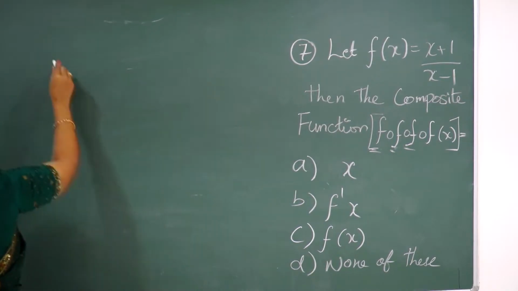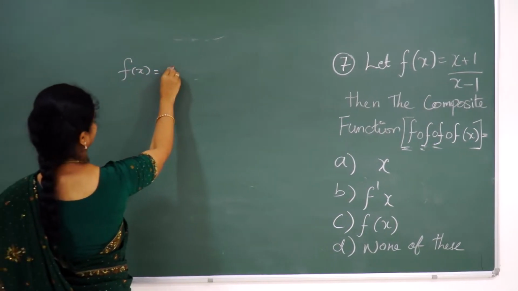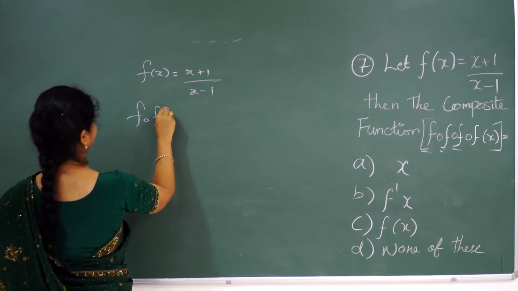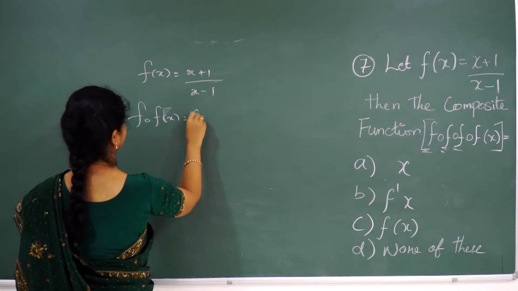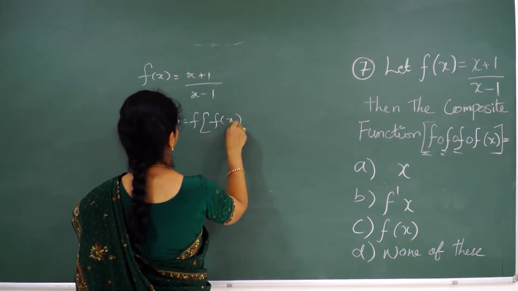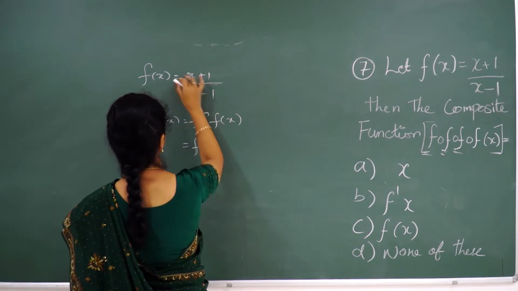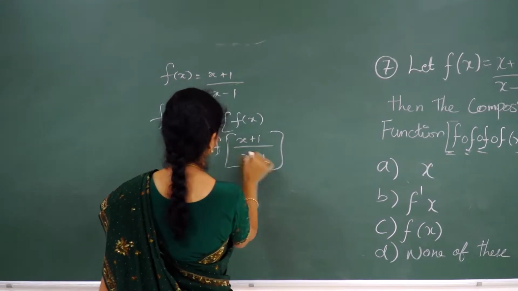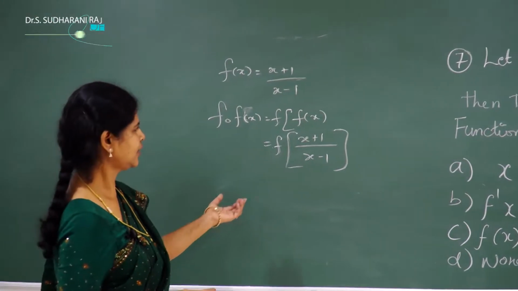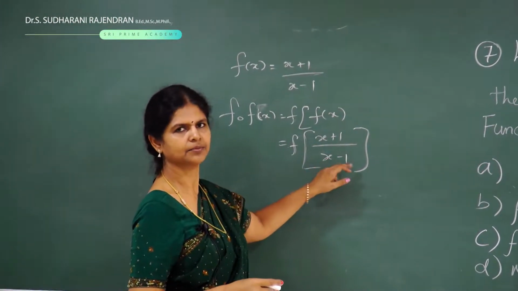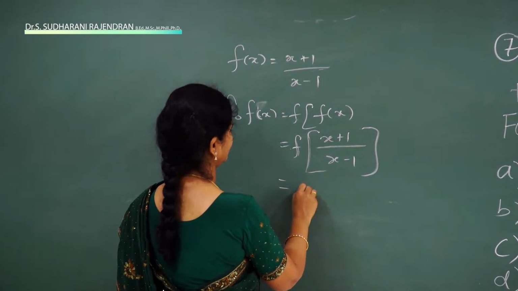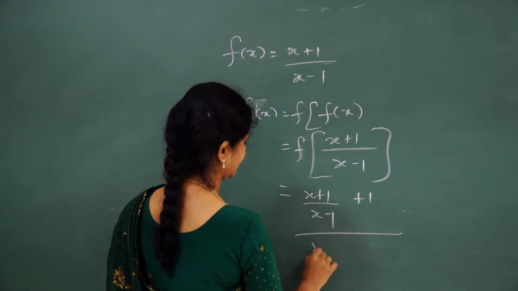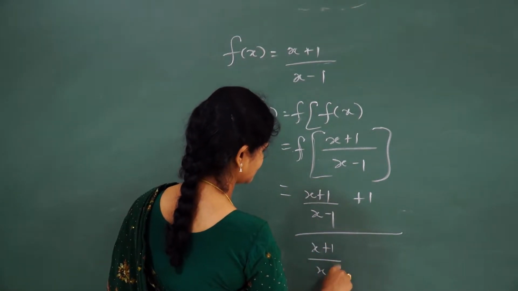So first, f of x is given by x plus 1 divided by x minus 1. Next, what is f composite f of x? It is f of f of x. Since f of x is x plus 1 divided by x minus 1, in the place of x you have the expression (x plus 1)/(x minus 1). So substitute, and you get ((x plus 1)/(x minus 1) plus 1) divided by ((x plus 1)/(x minus 1) minus 1).